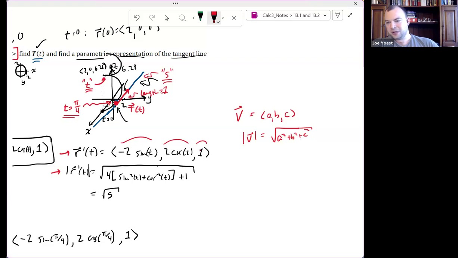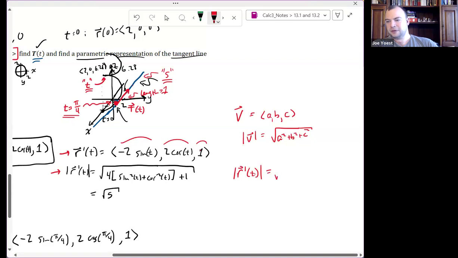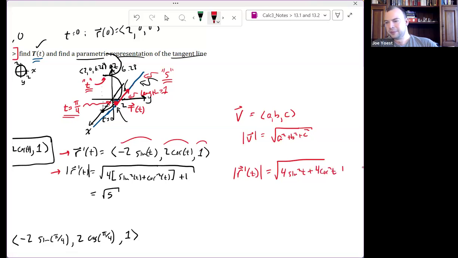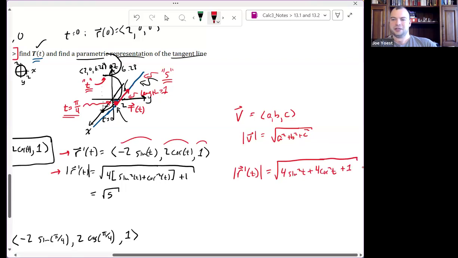So what is length R prime? It's going to be the square root of first component squared, which is 4 sine squared t, plus second component squared, which is going to be 4 cos squared t, and then third component squared is just 1. But from here, I can factor out a 4, and I get sine squared t plus cos squared t, which by Pythagorean identity is just 1. So it's just 4 times 1 plus 1. 4 plus 1 is 5. So that's where I got the root 5 from.